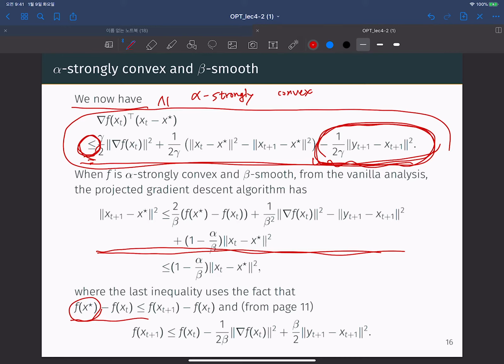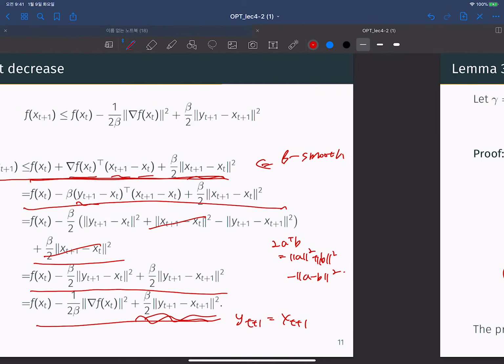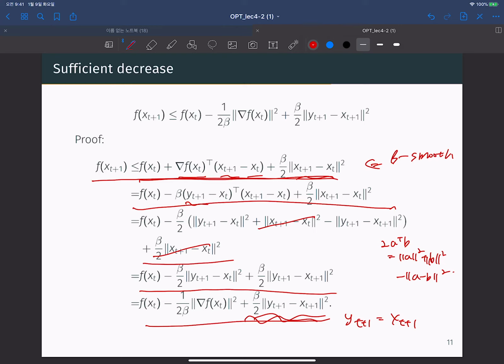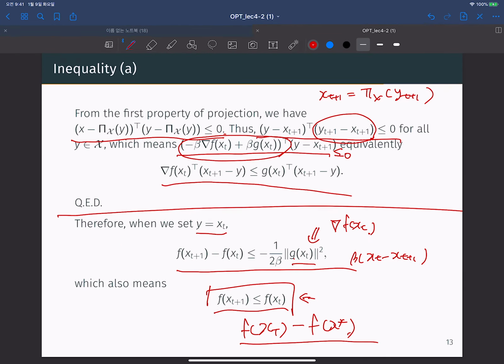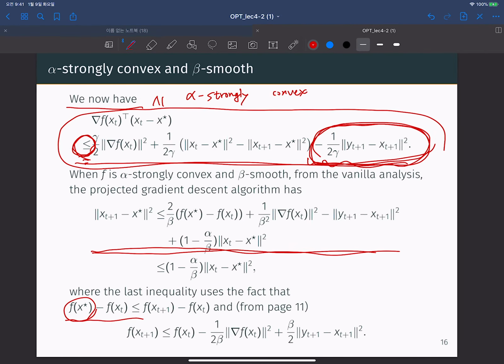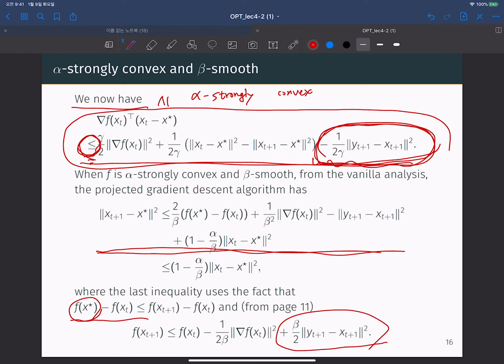And from page 11, let's go back to page 11. We have this sufficient decrease property we obtained, which is basically the same as before, but we have this additional term for the sufficient decrease. And this additional term, fortunately, can remove this part. Very interesting. So in the end, we have this inequality, ||x_{t+1} - x*||^2 is less than or equal to (1 - alpha/beta) times ||x_t - x*||^2.